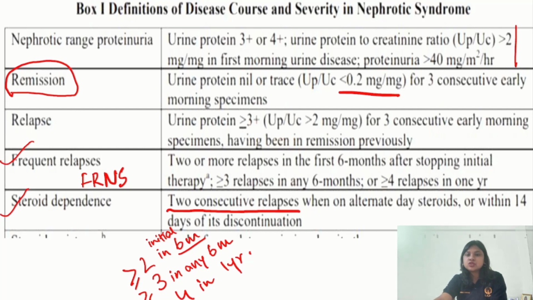And in FRNS, it is 2 or more relapses in the first 6 months after stopping initial therapy, more than or equal to 3 relapses in any 6 months, or more than or equal to 4 relapses in 1 year.